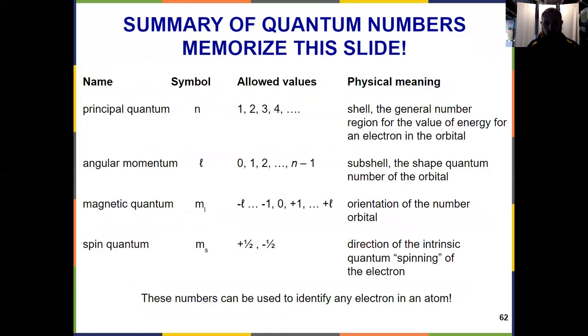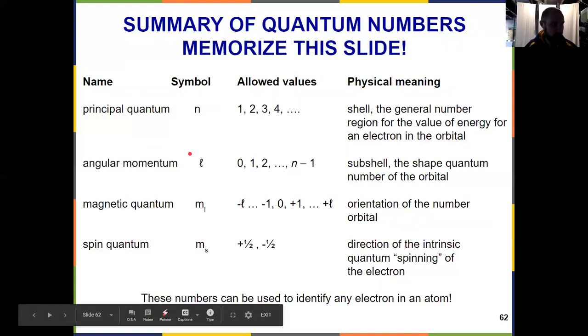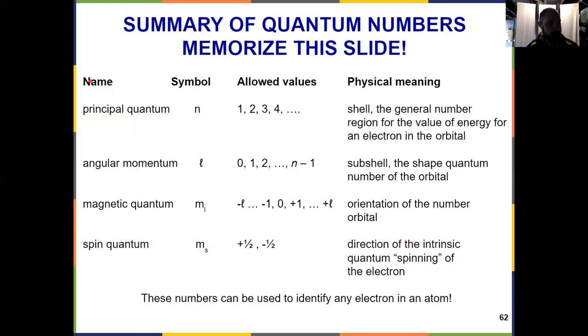All of the information from this video, except for the Pauli exclusion principle we just mentioned, is nicely summarized on this table right here. This summarizes all the quantum numbers. This is a huge bit of information from chapter 6, so I would suggest that you memorize this slide. It ties together all the rules we mentioned before. It talks about the principal quantum number n, angular momentum l, magnetic quantum m sub l, and spin quantum m sub s: what their name is, what their symbol is, their allowed values.